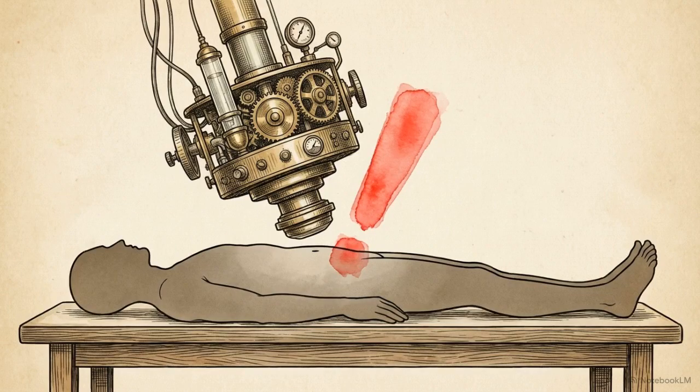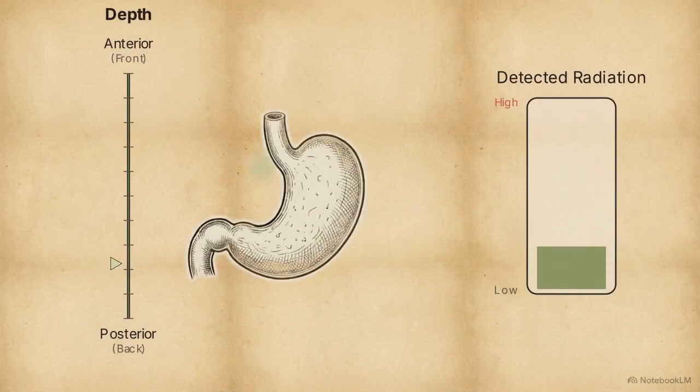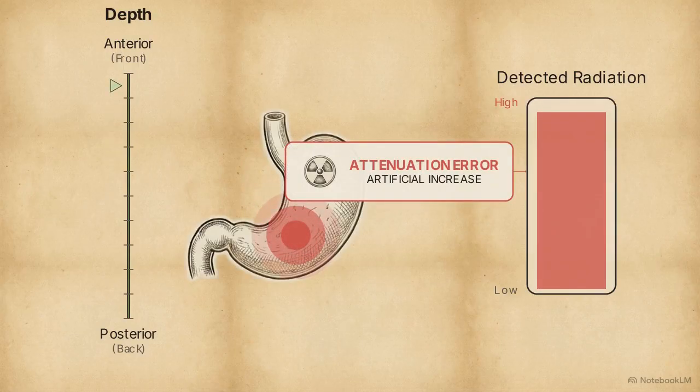External variables can easily corrupt this data. If a patient is improperly positioned, movement of the tracer from the back of the stomach to the front will artificially increase the radiation counts due to attenuation changes, making the stomach appear fuller than it is.